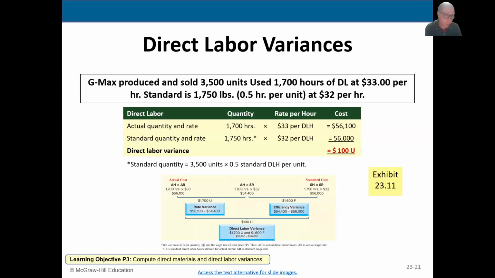So let's figure out our actual quantity and rate and our standard quantity and rate. Actual: 1,700 hours at $33 per hour gives us an actual direct labor cost of $56,100. The standard is 1,750 hours at $32 per hour, giving us a standard quantity and rate of $56,000. That's a $100 unfavorable variance. So let's figure out how we got there.